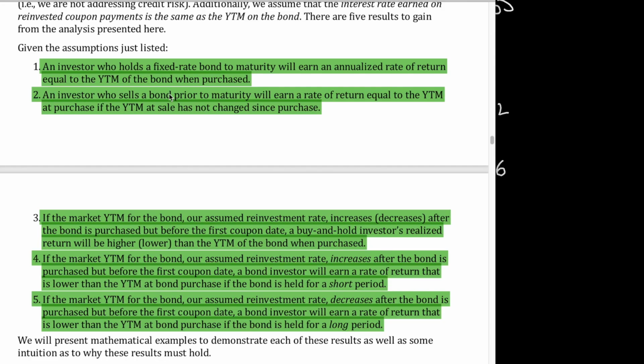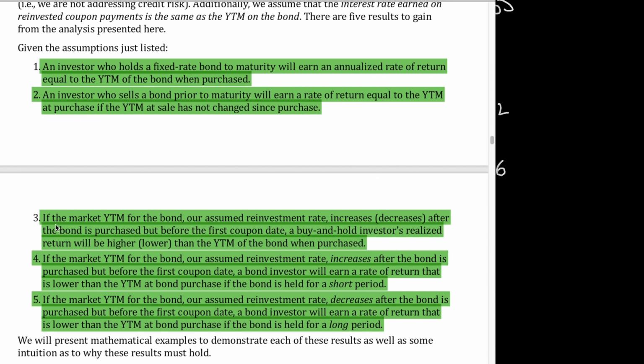So an investor who sells a bond prior to maturity will earn a rate of return equal to the YTM at purchase if the YTM at sale has not changed since purchase. So YTM is not changing, right? So this is to prove the second point.